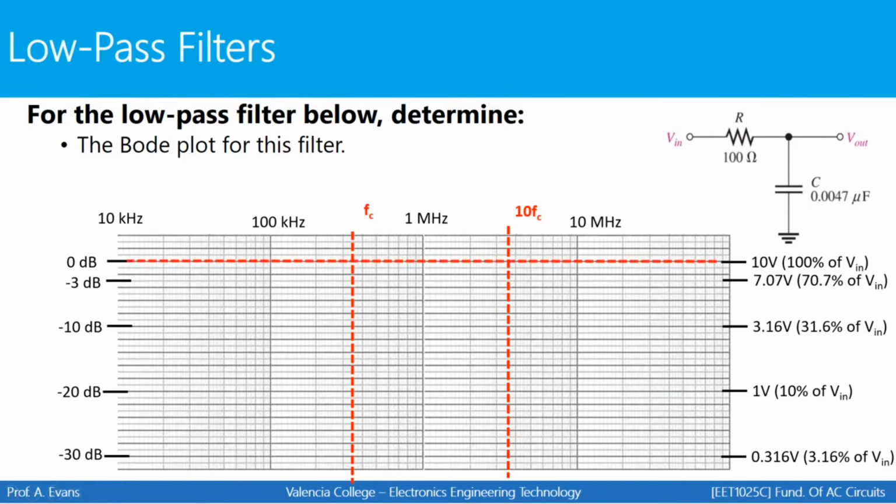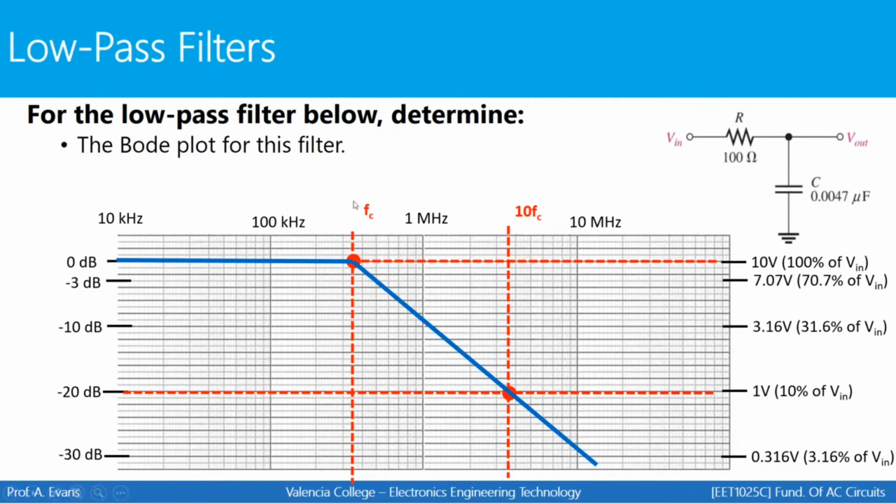I'm going to draw a few more reference points. We need a reference point at the 0 dB line, and we need a reference point at the negative 20 dB line. The reason why I'm drawing dotted lines is it just makes your curve easier to draw, because here's what we're going to do. I'm going to draw a dot where FC and my reference point for 0 dB meet. I'm going to draw a dot where 10 times FC and my reference point for negative 20 dB meet. That's my curve, or my Bode plot, for this filter.